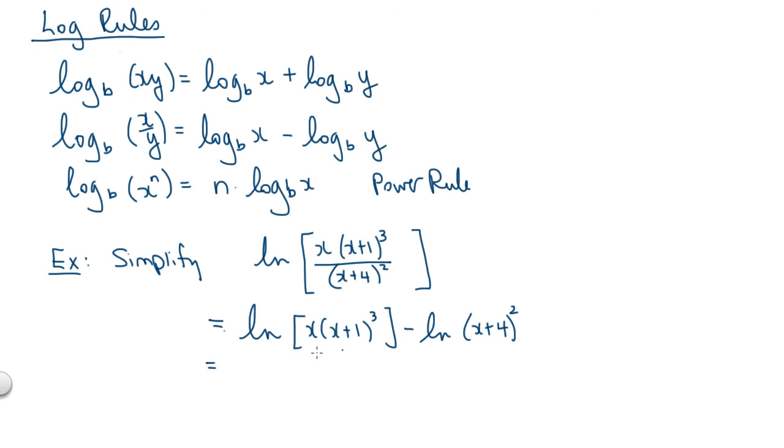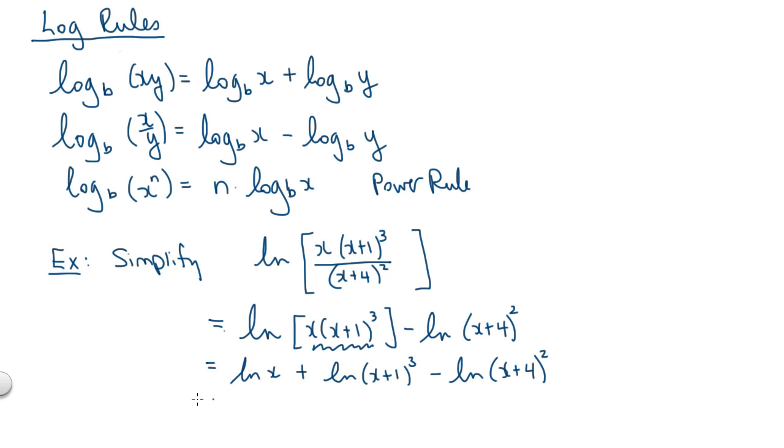Now, looking at our first term here, we've got a product now inside the logarithm. So we can break that up into a sum of logarithms. This is the same thing as ln x plus ln of x plus 1 cubed, and we've still got minus ln of x plus 4 all squared.